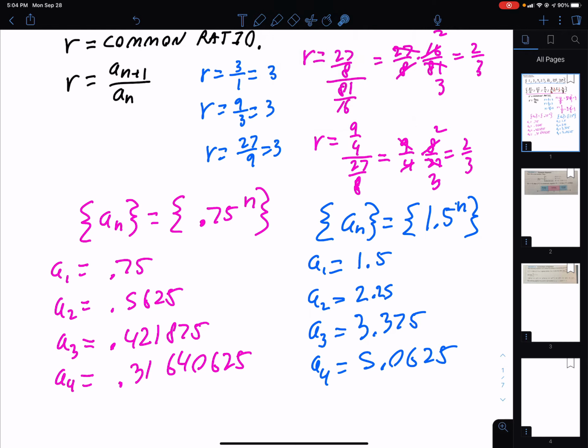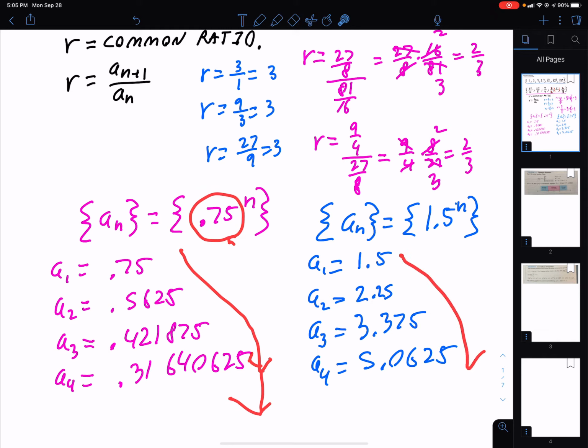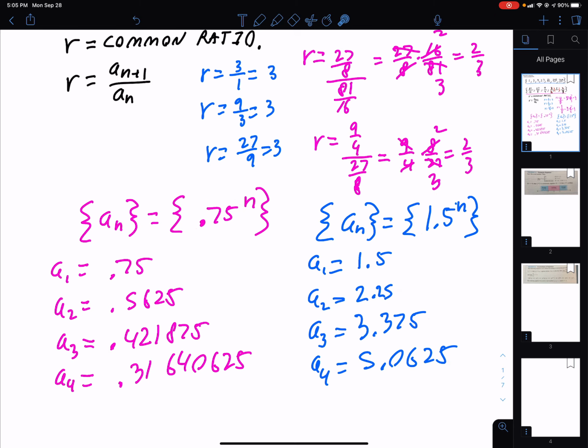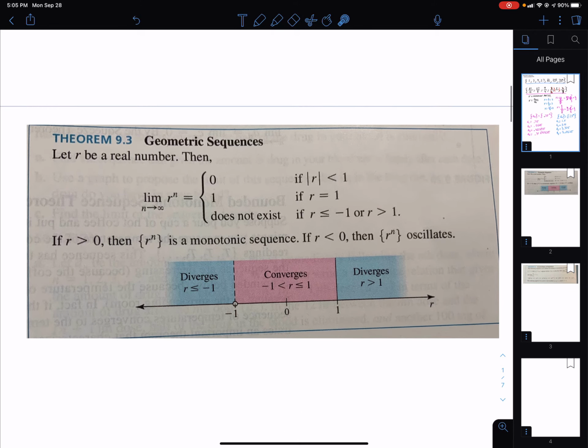And here's what you should notice. What's happening to the numbers here as we move down? They're getting smaller and smaller and smaller because we're multiplying by a number less than 1. So therefore it's going to keep decreasing. And eventually you should see that it should go to 0. Here, what's happening? They keep getting bigger and bigger and bigger because you're multiplying by more than 1. So each number is going to get larger. This is going to go to infinity.